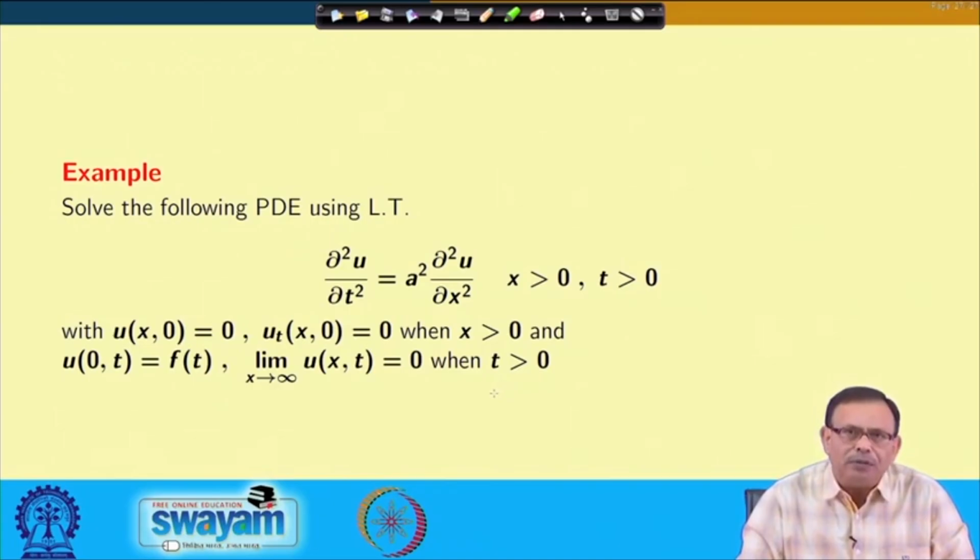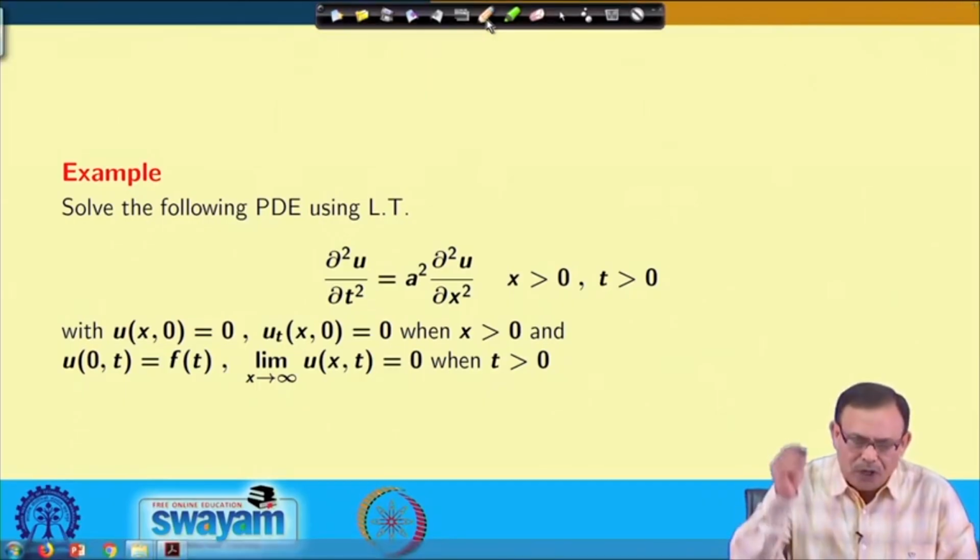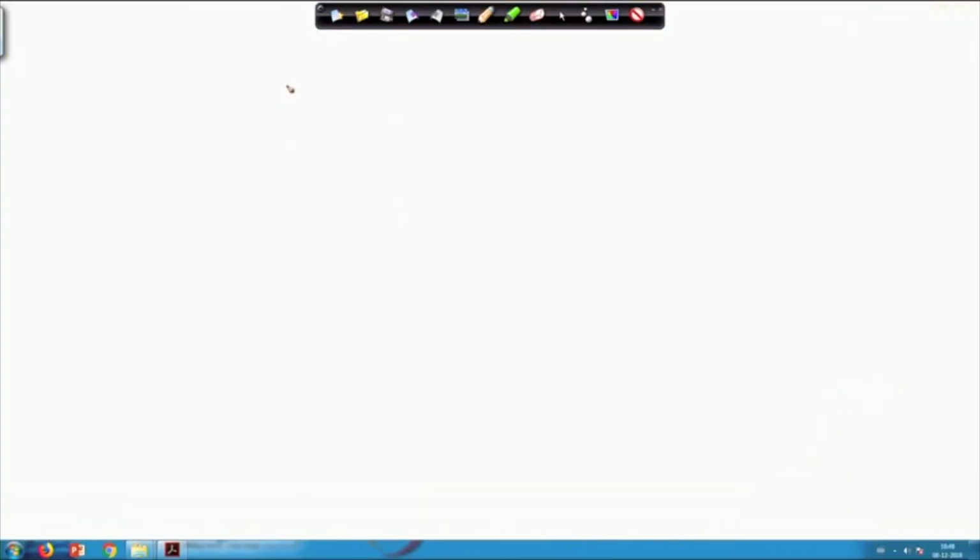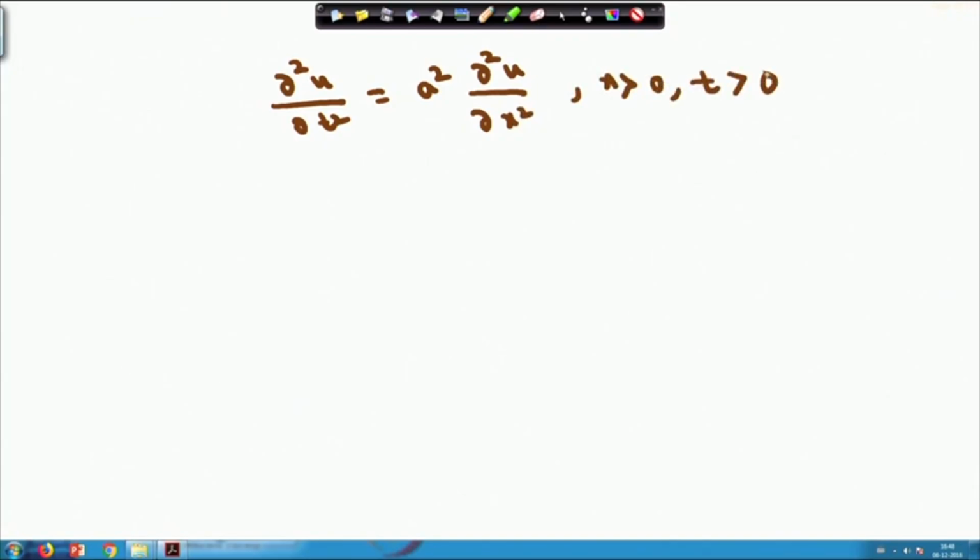If you recall, the equation ∂²u/∂t² = s² ∂²u/∂x² is nothing but the wave equation. So, basically we are trying to find the solution of the wave equation using the Laplace transform. So, here your equation is ∂²u/∂t² = s² ∂²u/∂x², where x > 0, t > 0. I am not writing the initial condition.